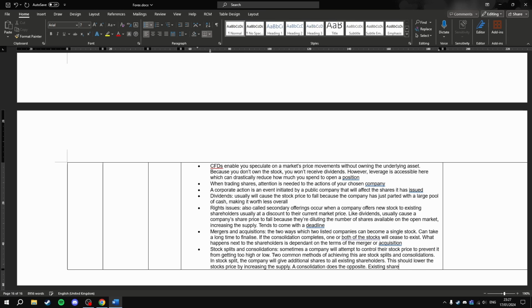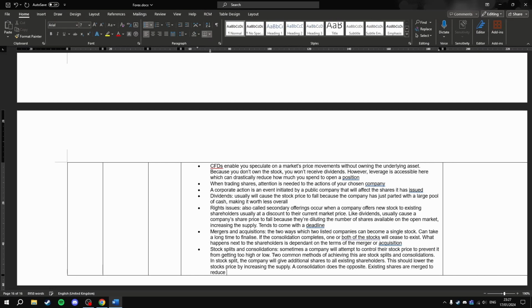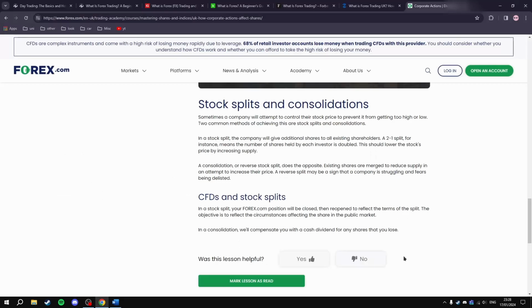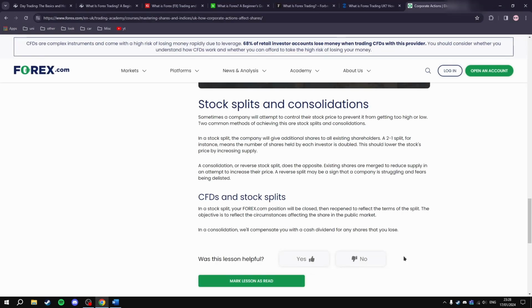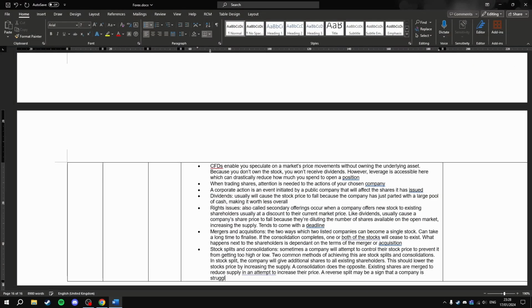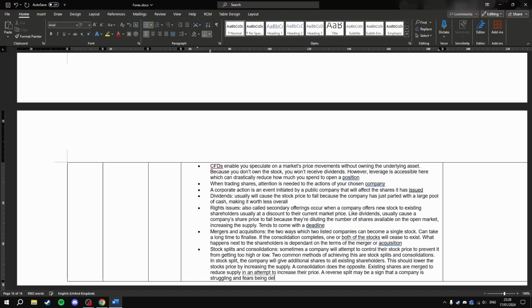Existing shares are merged to reduce supply in an attempt to increase their price. A reverse split may be a sign that a company is struggling and fears being delisted.